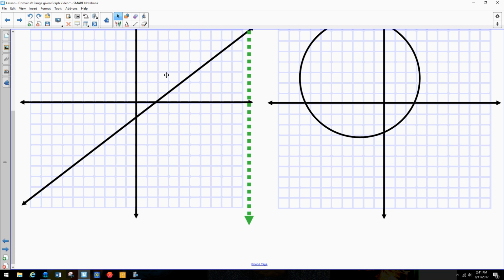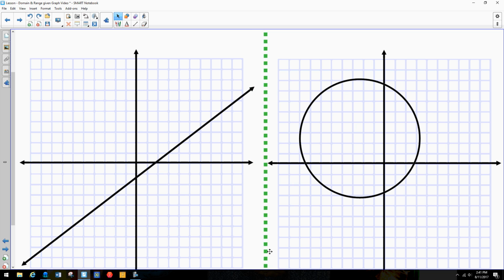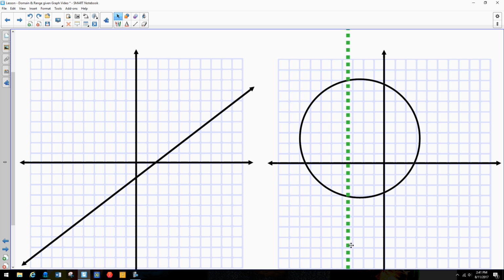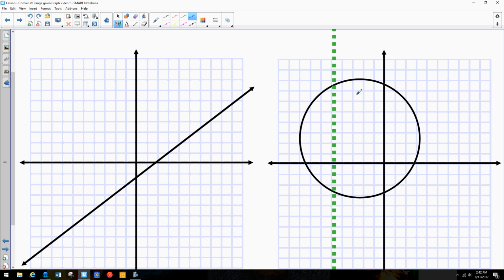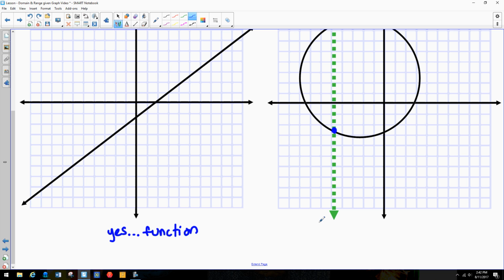I'm just going to add that on the bottom here. Yes, function. However, in our second graph, we have a circle. If we took this vertical line and slid it from left to right, we can see that there are many times that this line hits the graph more than once. Let me just stop it right here, for example. I can see that the line hits the graph right here and here, which means that this is not a function. So at any point, if that vertical line hits the graph more than once, it's not a function.